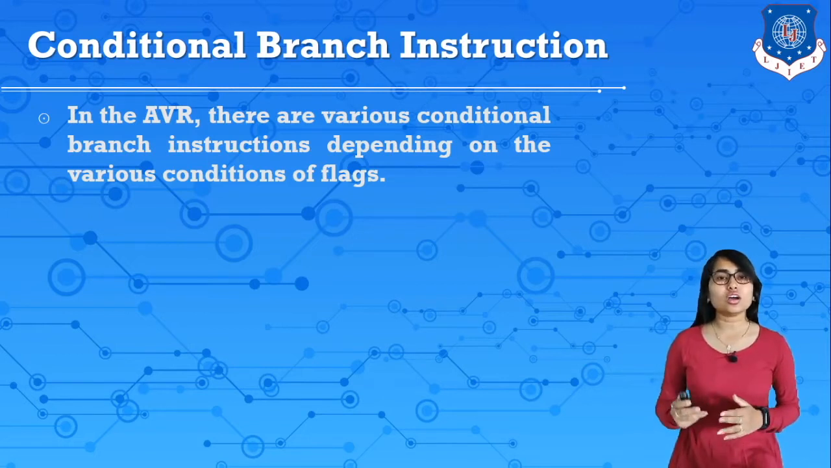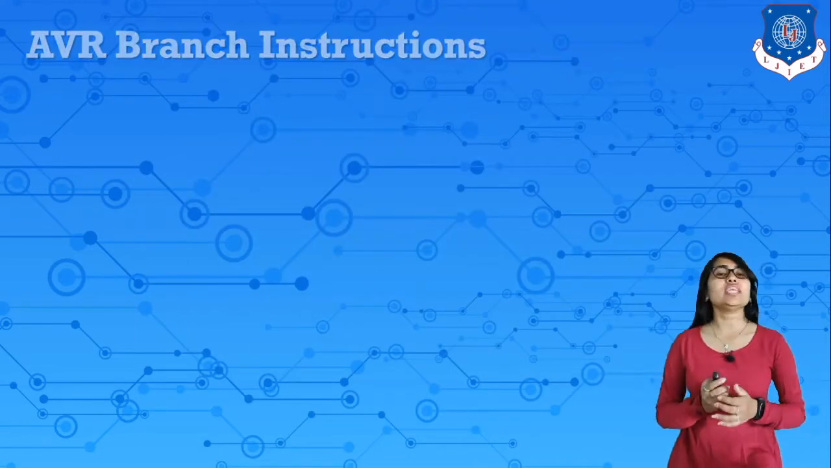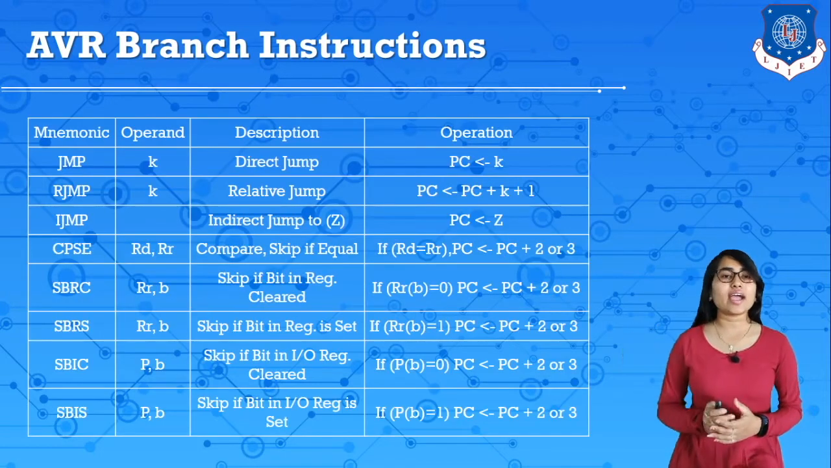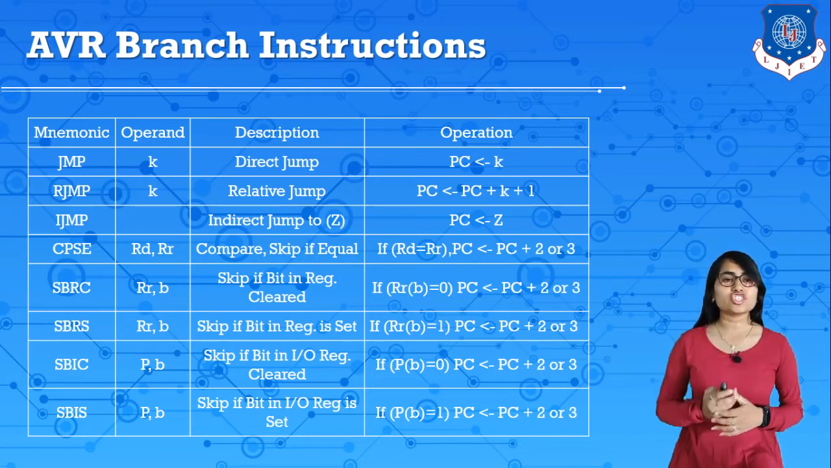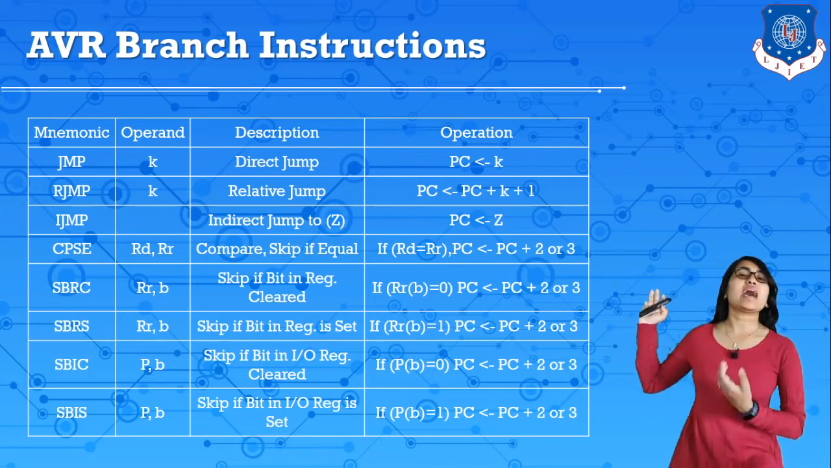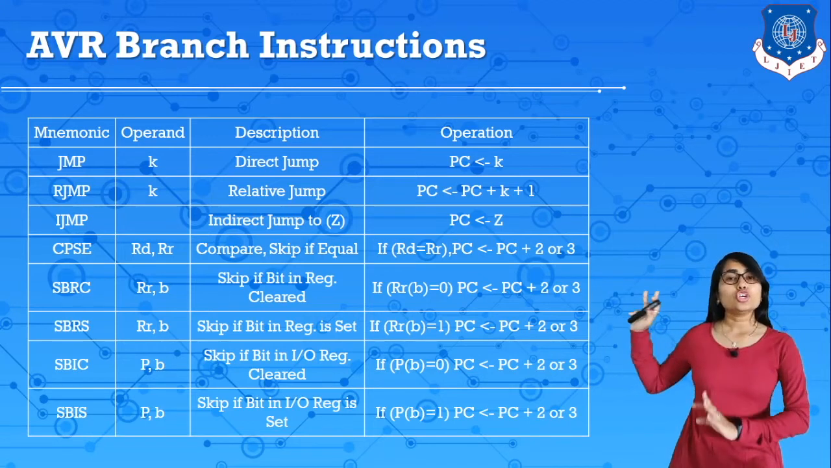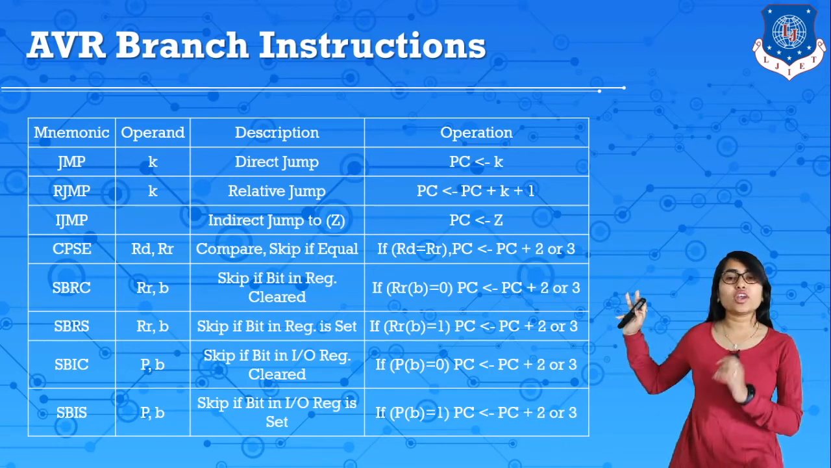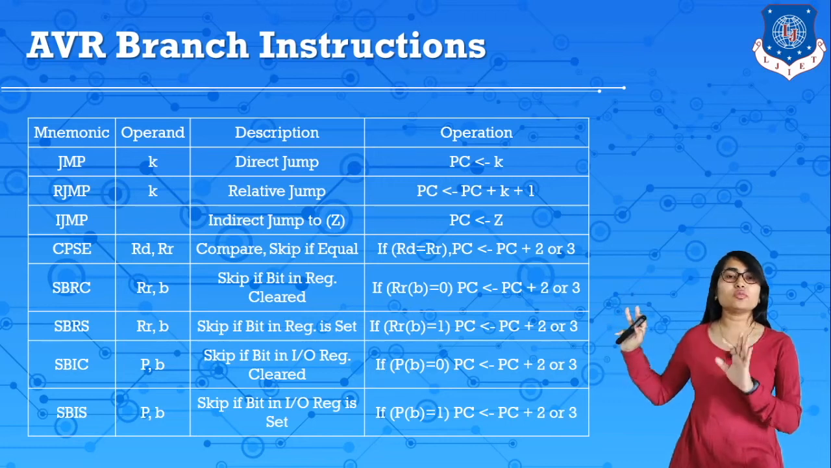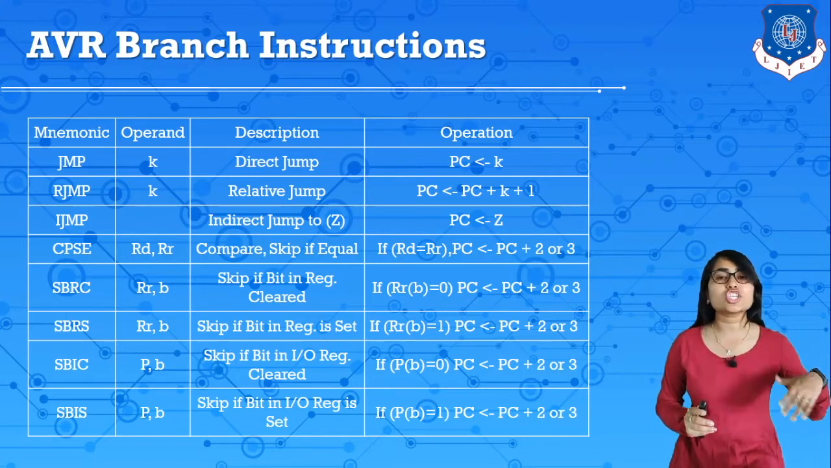Now let's discuss all these unconditional and some conditional branch instructions. Here we have a table for branch instructions. First are the unconditional instructions, that are JMP, IJMP and RJMP. JMP K means direct jump. Whatever the value of K is, it is directly copied into the program counter. What is the main function of the program counter? The program counter holds the next instruction to be executed.